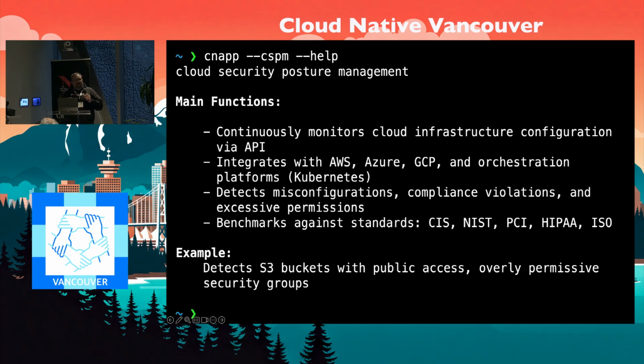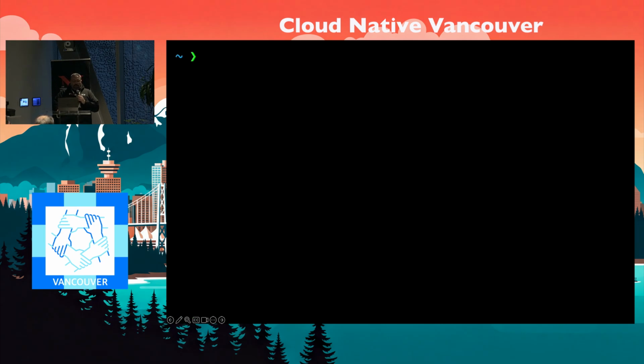So CSPM basically looks into all the configurations that you have in your environment and compares them with those frameworks. For example, it can detect an S3 bucket with public access or overly permissive security groups that you may have in your environment.